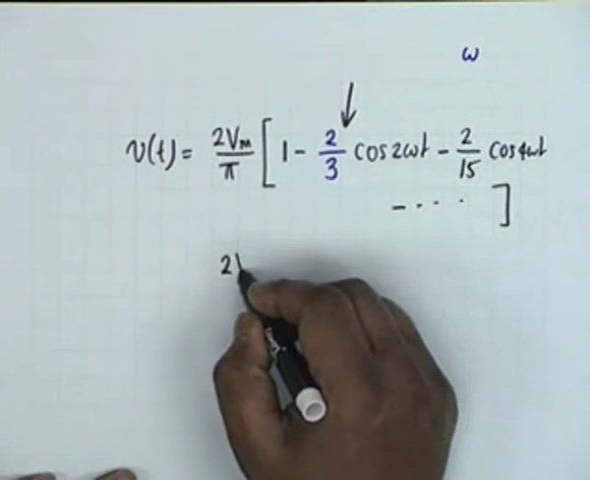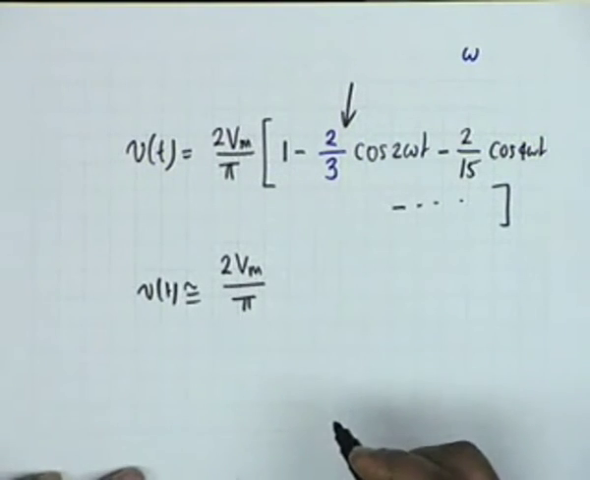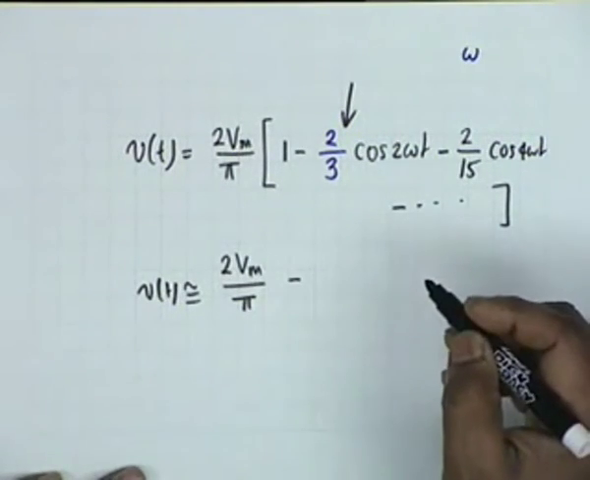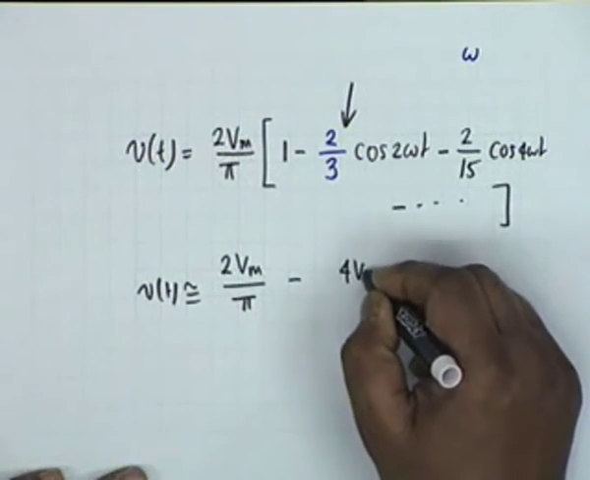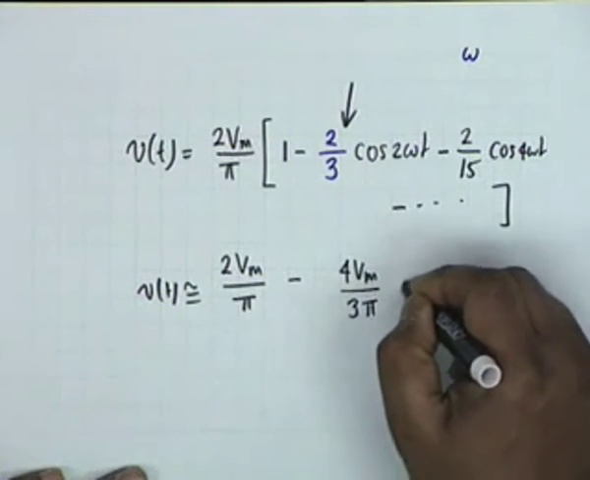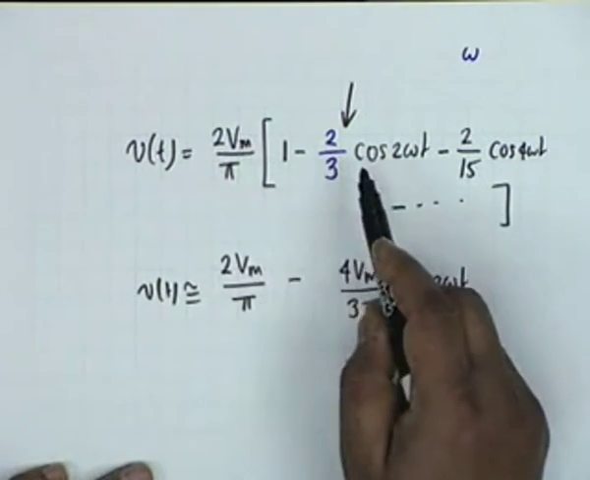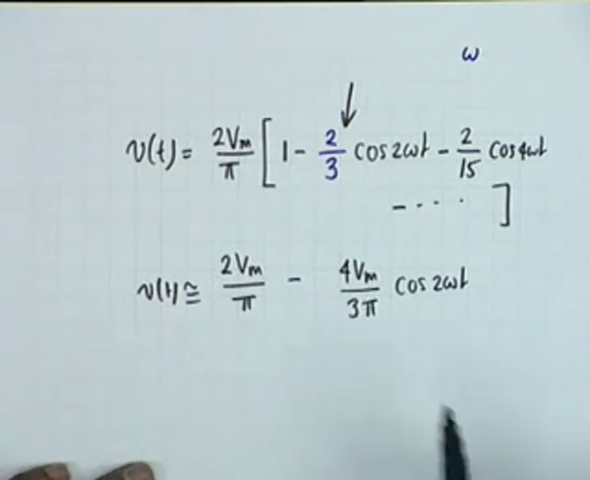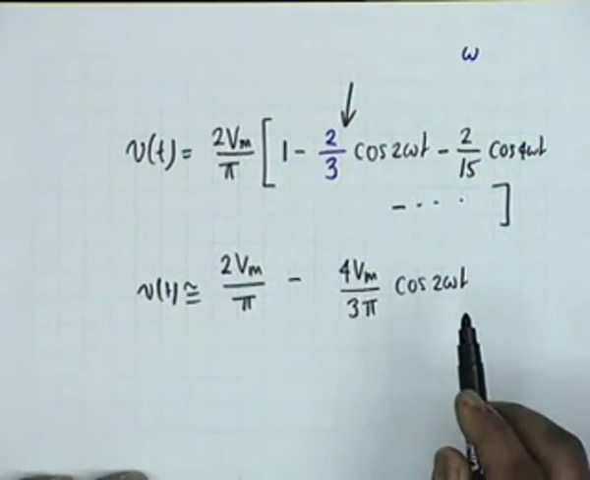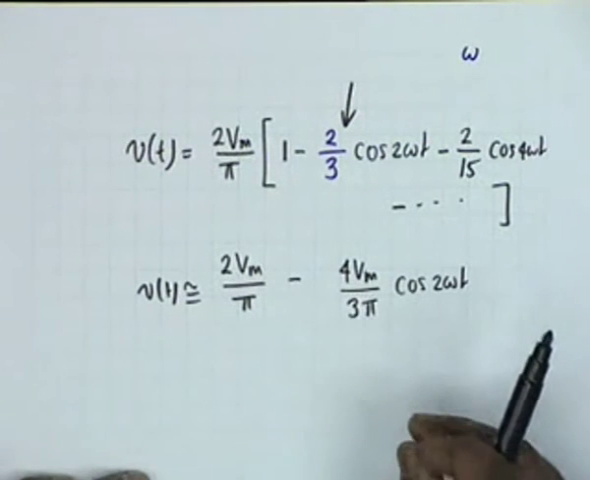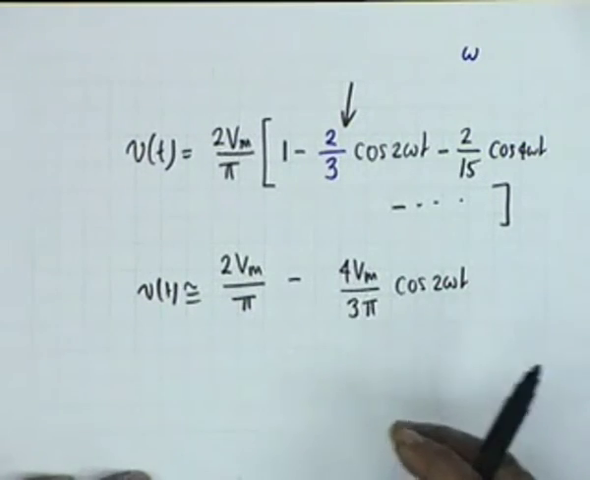The first two terms, let us say the DC component 2 Vm by pi and the AC component, which is the second harmonic, that would be 4 Vm divided by 3 pi cosine of 2 omega t. Is that correct? Have I done it correctly? 4 Vm divided by 3 pi. Okay. So let us see how we can reduce this second harmonic by means of an LC filter. LC filter of the architecture L, inverted L.